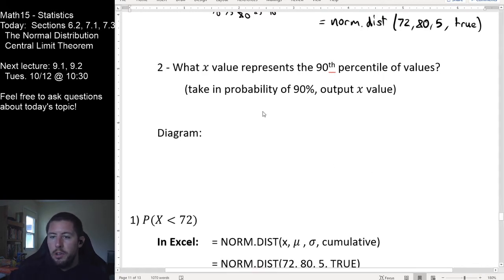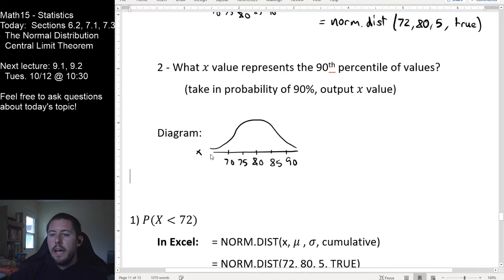My diagram associated with this, I'm thinking to myself, we're still sitting there at our... You're going to get some funky looking normal curves out there, just like I do. 85, 90. Now remember, these are all our actual x values here, not the percentages. These are all x values on this axis right here.